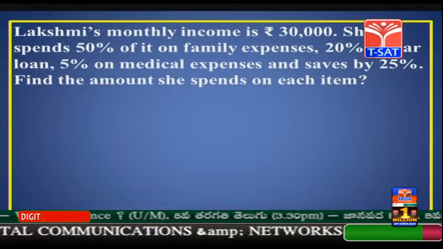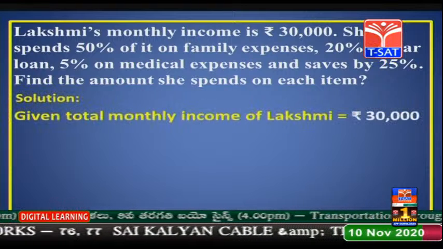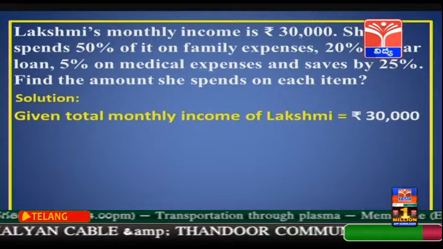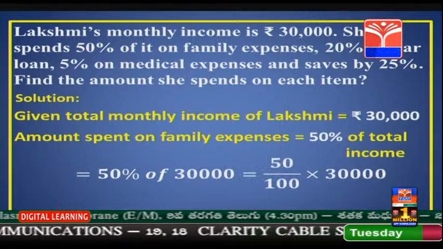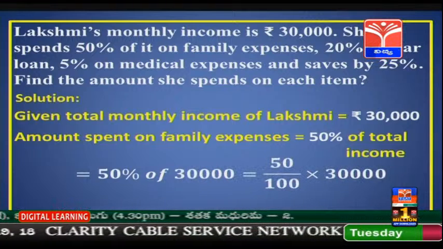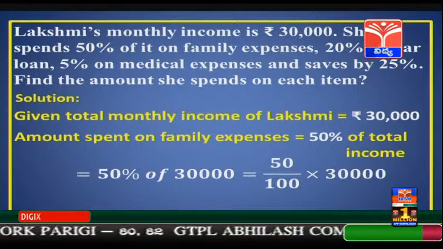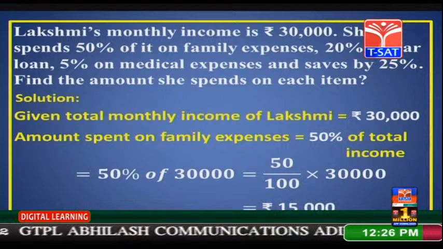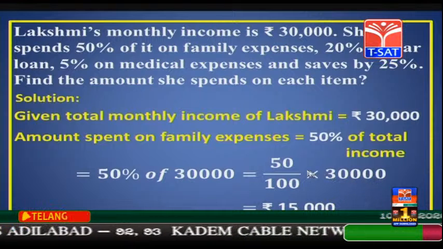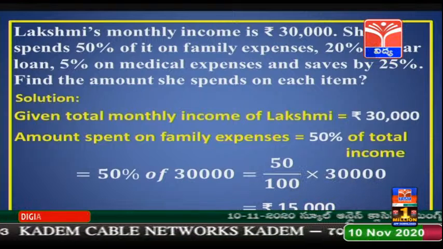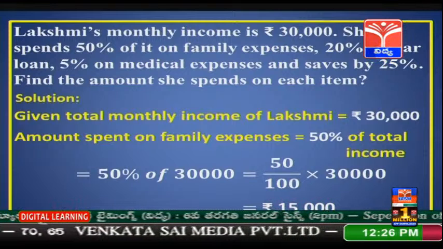So, children, here the monthly income is how much? 30,000 rupees. Now, she is spending 50% of it on family expenses. That means 50% of 30,000. 50% means 50 by 100. So, 50 by 100 into 30,000. So, how much do you get, children? Here this 100 goes in this how many times? 300 times. 300 into 50. So, you get 15,000. So, 15,000 rupees she spends on family expenses.